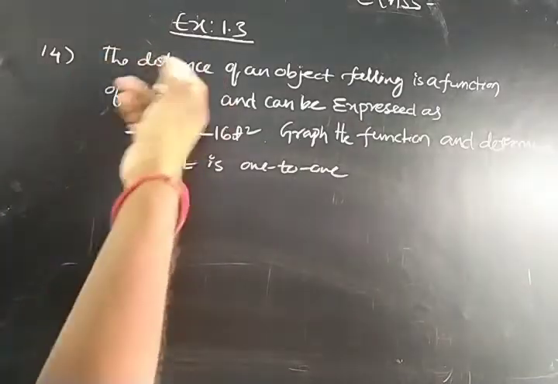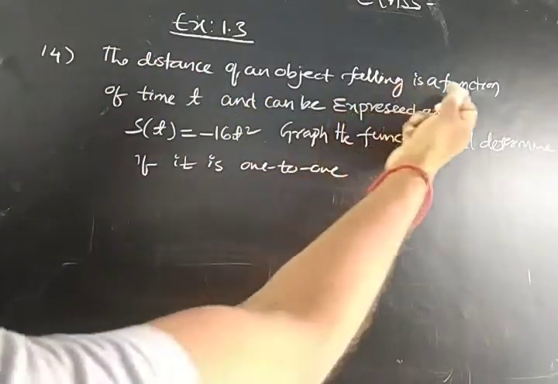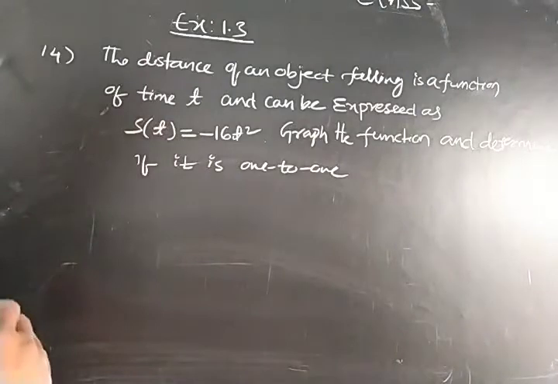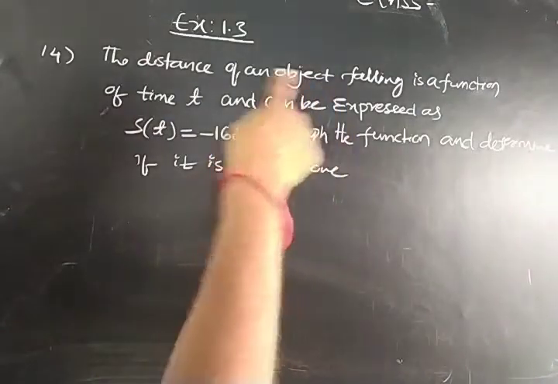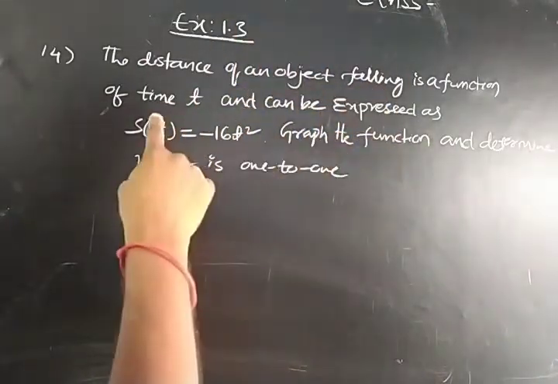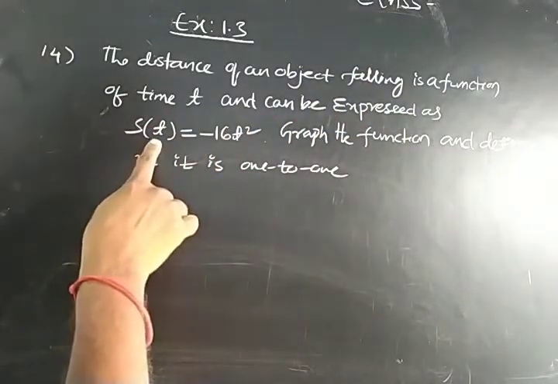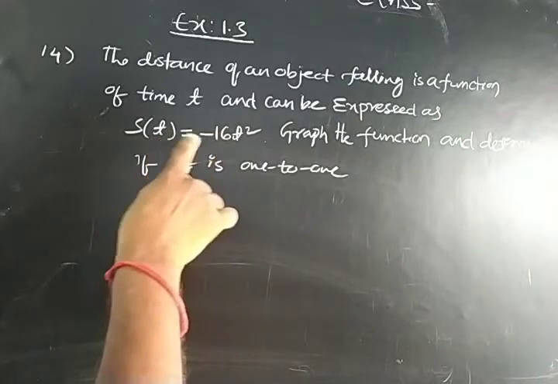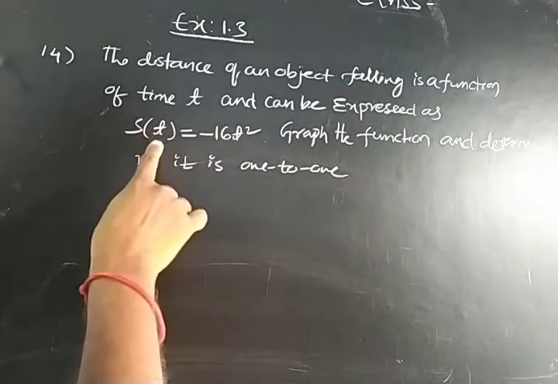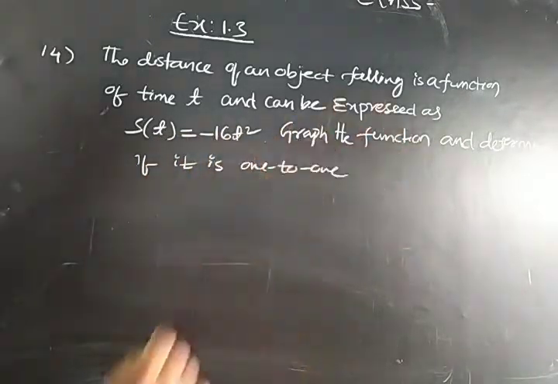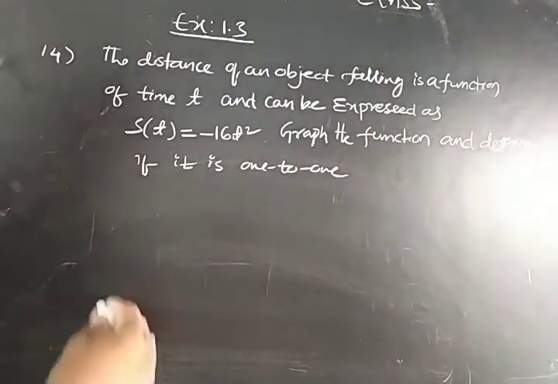Good afternoon students. Today we are going to solve exercise 1.3, 14th problem. See what is given: the distance of an object falling is a function of time. So distance is expressed in terms of time and can be expressed as s of t. s of t is distance, t is time, and the function is minus 16 t square. So this is the relation between distance and time. Graph the function and determine whether it is 1 to 1 or not.